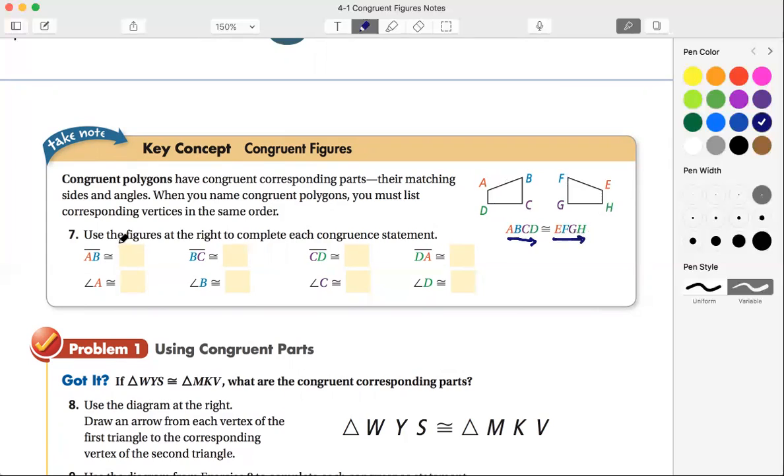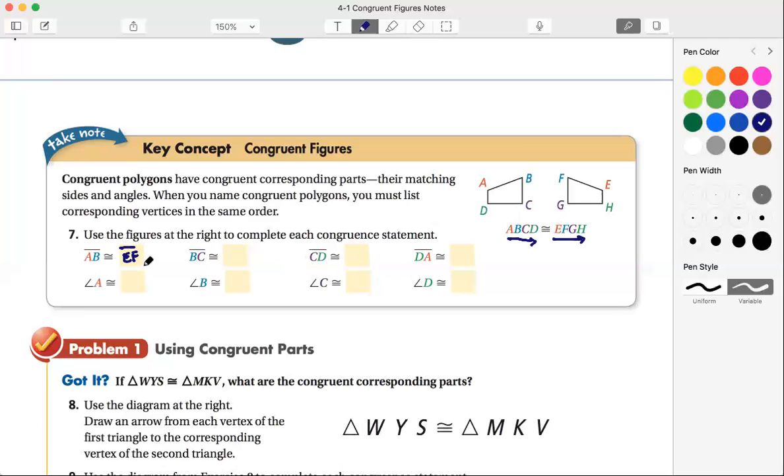Okay, so use the figures at the right to complete each congruent statement. Line segment AB must be congruent to line segment EF. Now, we can look at the picture to help us, or we can look at the name statement. Notice how AB shows up first, EF also shows up first. So that's how I knew it was going to be congruent.